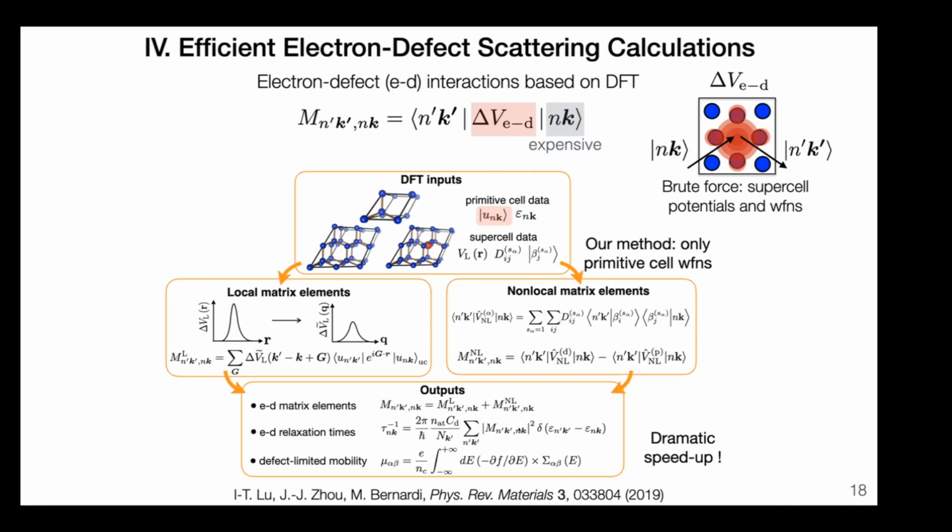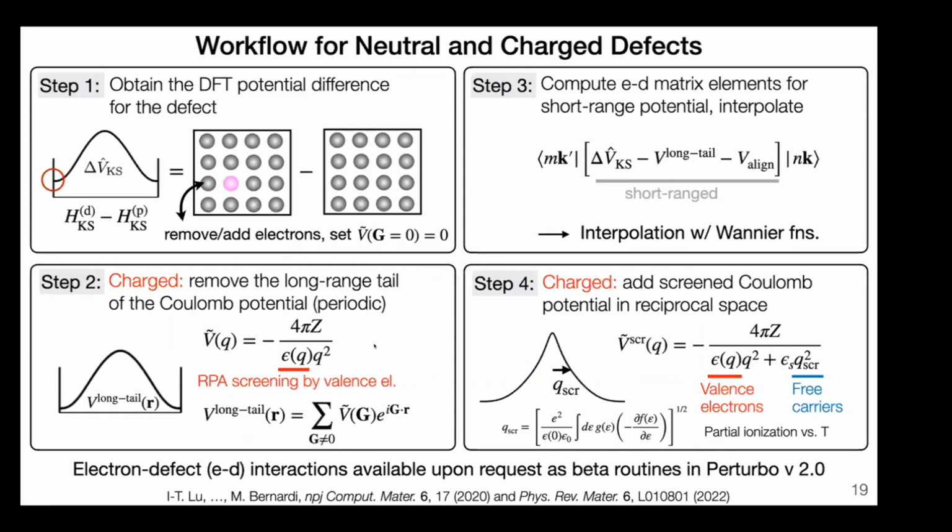Then one can basically repeat the entire workflow, compute relaxation times due to different types of neutral defects or defect limited transport, which basically governs transport at low temperatures. Then we have extended the workflow to charge defects.